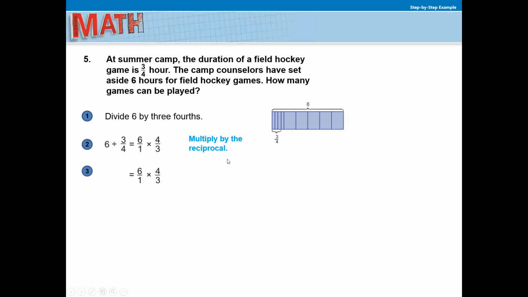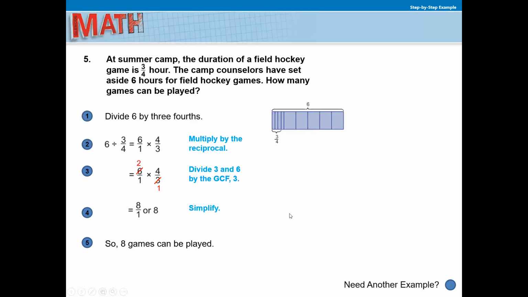6/1 times 4/3. Do you see anything we can simplify before we multiply? Yes, 3 and 6 have a common factor of 3. 6 divided by 3 is 2. 3 divided by 3 is 1. 2 times 4 is 8. 1 times 1 is 1. To simplify it, 8/1 is the whole number 8. Remember to always leave your answers in simplified form. So 8 games can be played in the amount of time they gave them.